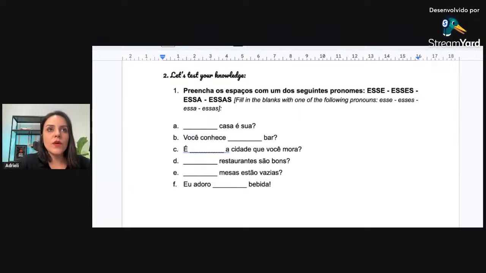All right. So we're gonna start trying to fill in the blanks with one of these pronouns. Esse, esses. So esse is the singular form, and esses is the plural form. We're gonna understand after we do this first exercise how we use each one, okay? But we're just going to try, just to warm up our class today. And then we have essa and essas. They are both feminine, but one is singular, the other one is plural.